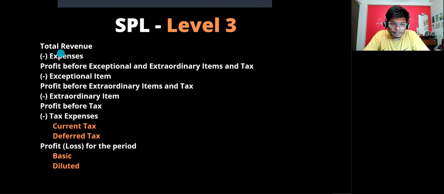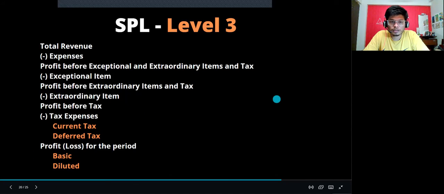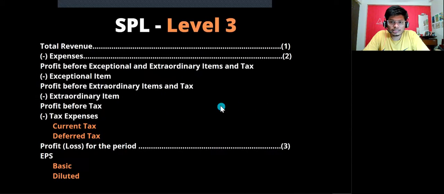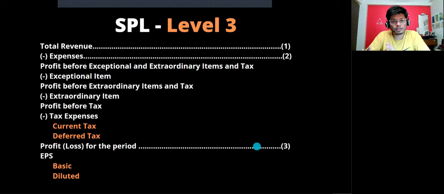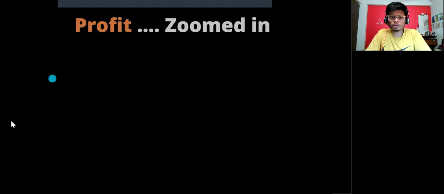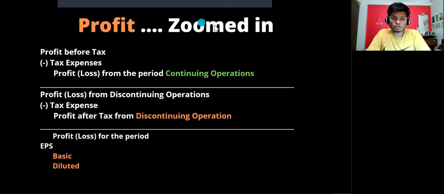Okay. So I hope everything up to here is clear. Now, once this is clear, I want to go deeper into total revenue, expenses, and the profit and loss account to give you a clear picture of these things. Okay. Everything is clear, I hope. Now, let's start with the profit and loss account. So if you go deeper into the profit and loss account, it is zoomed in.